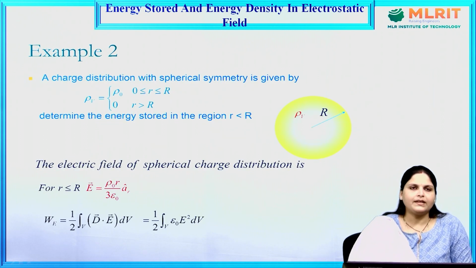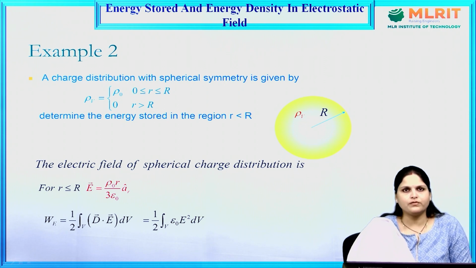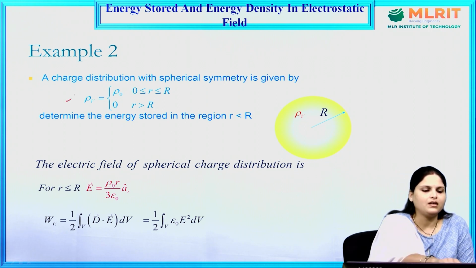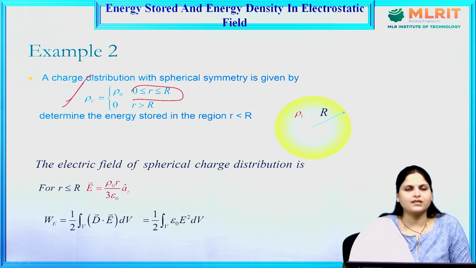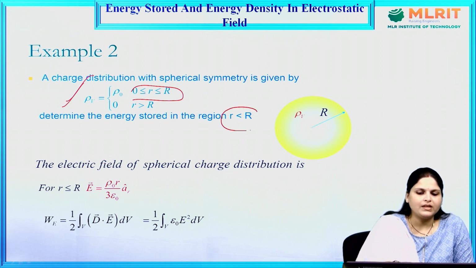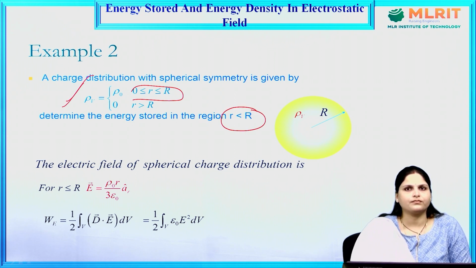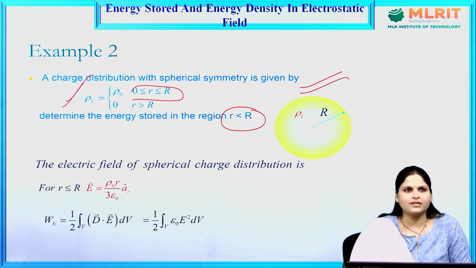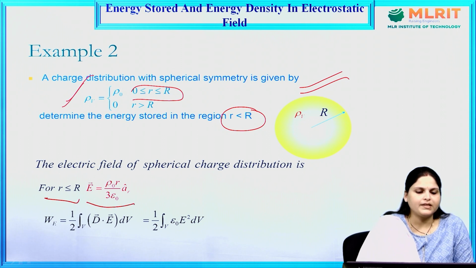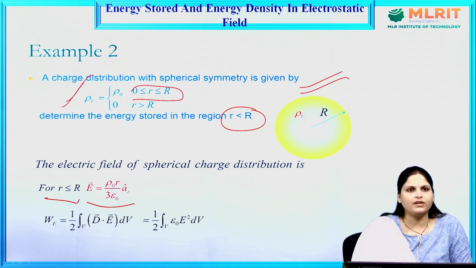One more example we can take: a charge distribution with spherical symmetry is given by this rho v, where rho naught is for r between 0 and R, and 0 is for if the small r is greater than capital R. So we have to determine the energy stored in the region when r is less than capital R. We can see this is the system, this r is the radius, rho v is the volume charge density. When we want to find the electric field of spherical charge distribution for this region, it is given by E equals rho naught r upon 3 epsilon naught a_r.